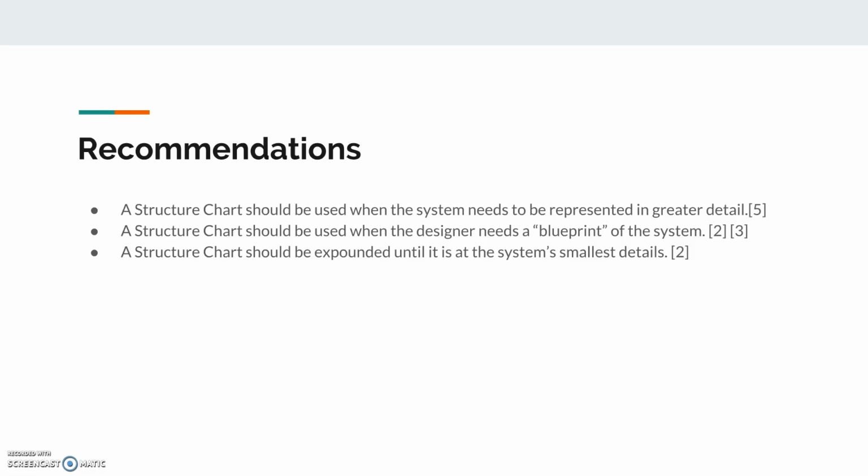The third recommendation is a structure chart should be expounded until it is at the system's smallest details. So the structure chart's not going to stop and give us ambiguous information. We're going to keep going even down to the variable level of everything, of all the entities, to make sure that we can understand literally every small detail that is a part of our system.